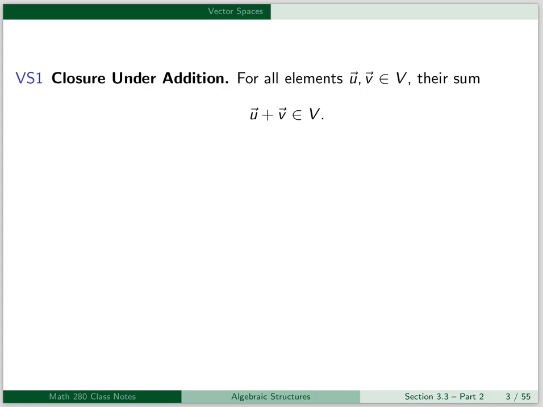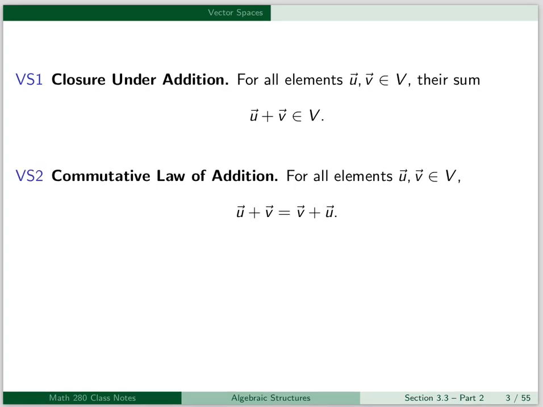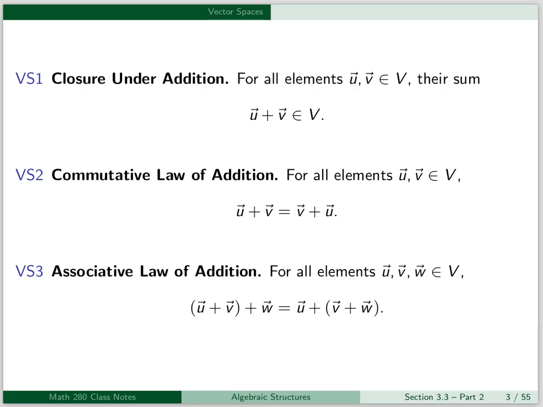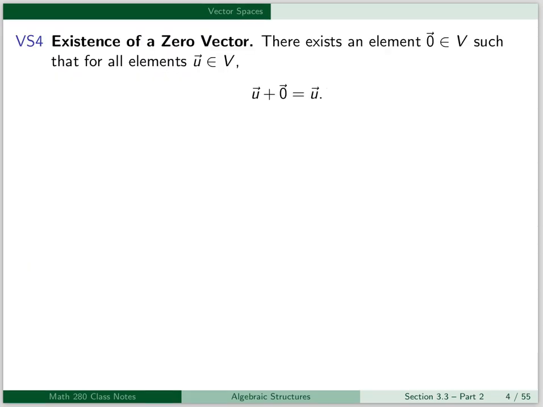The first axiom, VS1, is closure under addition, and this says for all elements u and v in V, their sum, u plus v, is in V. VS2 is the commutative law of addition. For all elements u and v in V, u plus v equals v plus u. VS3, the associative law of addition. For all elements u, v, and w in V, the quantity u plus v, plus w, equals u plus the quantity v plus w.